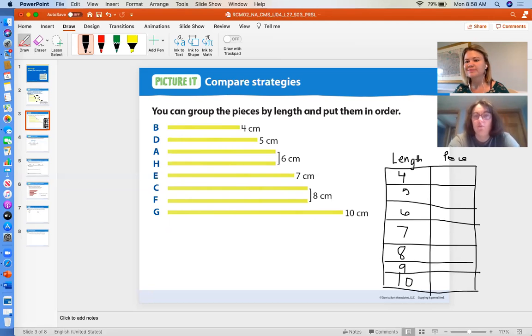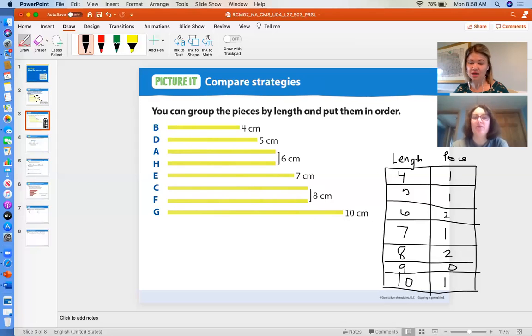It's not perfect, but does it have to be perfect? Never has to be perfect. How many 4s are there? 1. How many 5s? 1. How many 6s? 2. How many 7s? 1. How many 8s? 2. Any 9s? Nope. 0. And 10s? 1. Okay, so we keep saying these are different ways to organize our information, right? Well, what is another word for information that we should be using?